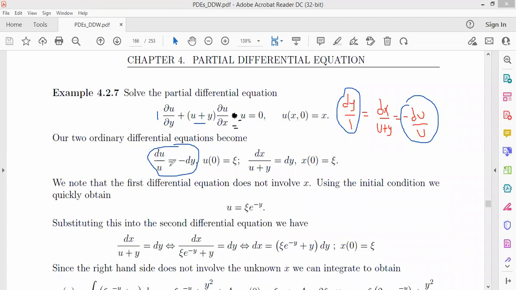Okay. So since I have this, I can also take the first and the second, and I'll take that one now in black. If I take the first and the second, I have dx over u plus y, which is equal to dy, which is this one here. I am confident that no one is getting lost.